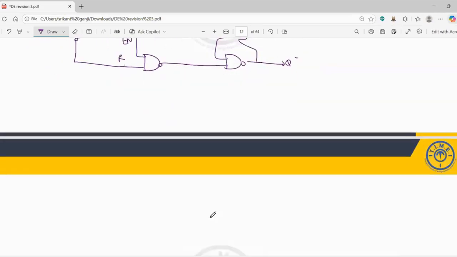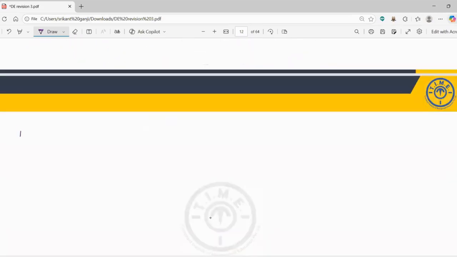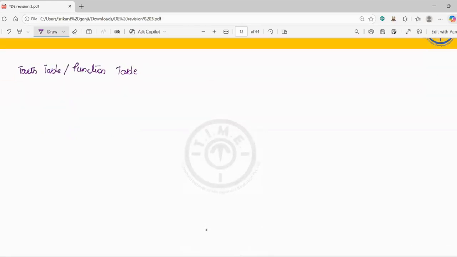Now the function table is very important. Truth tables are also called function tables. Function table. So if the enable input is 0, sir, so this is D and Qn, 0 0.